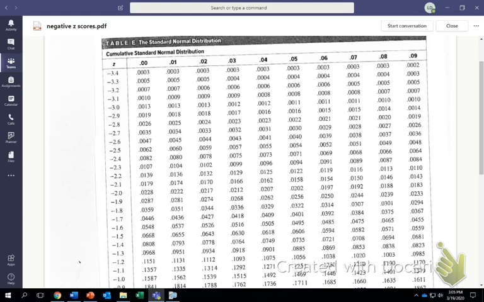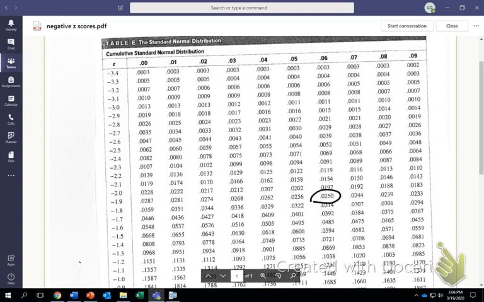So I see, let's see, 0.0217. I'm looking for 0.025, so it looks like it's going to be somewhere here, 0.0256, 0.0251. Okay, so this is the one that I want. I'm going to go ahead and circle it. If I can. There we go.